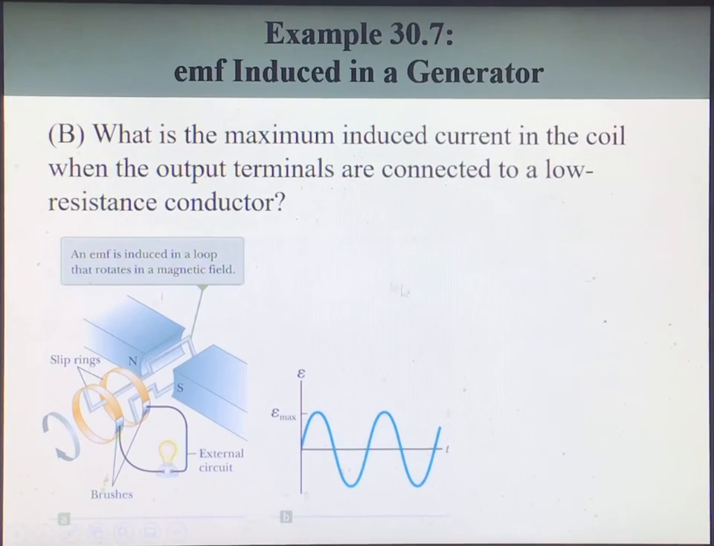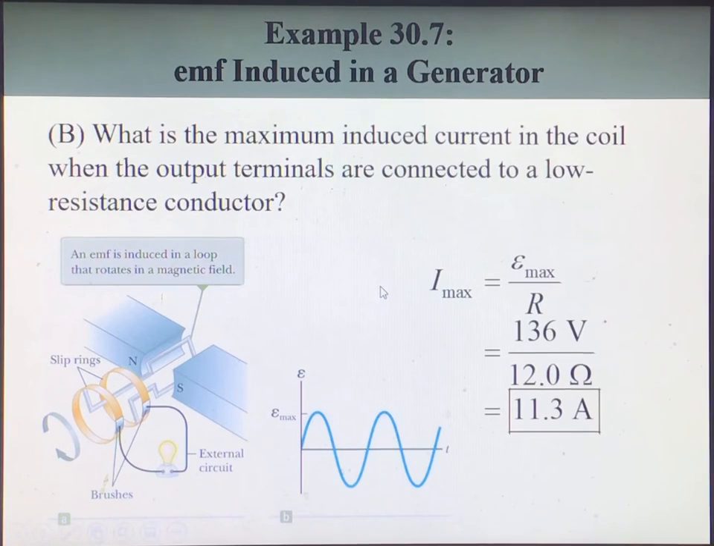Now in part B, it's going to ask me to calculate the maximum induced current in the coil when the output terminals are connected to a low resistance conductor. So again, I can calculate my Imax using Ohm's law. So Ohm's law tells me that Imax is equal to Emax over R, and we know that the total resistance in the coil is 12.0 ohms. So if I substitute that, I get an Imax of 11.3 amps.